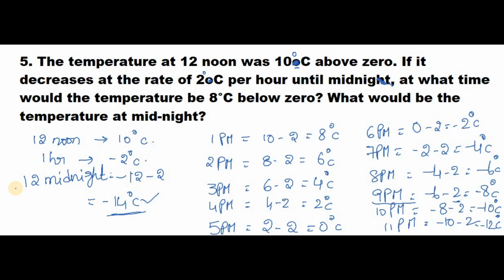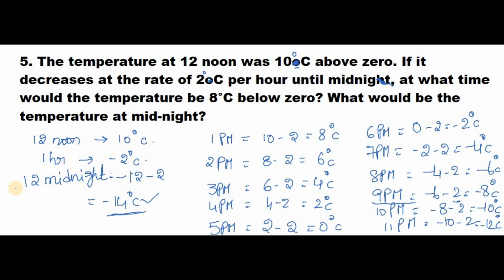When will it come? At 9 o'clock in the evening we got it, because for every 1 hour we are reducing 2 degrees Celsius. Reducing is nothing but subtraction, right? So that is the reason we did subtraction. And not only that, he asked what is the temperature at midnight. So that is the reason we have to do that. And finally we got the answer: minus 14 degrees Celsius at 12 midnight.